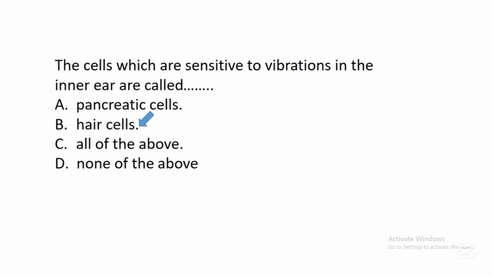Hair cells. So these hair cells are the cells that are sensitive to vibrations in the inner ear. They are found in the inner part of the ear, and they are very sensitive to different vibrations in that inner ear.